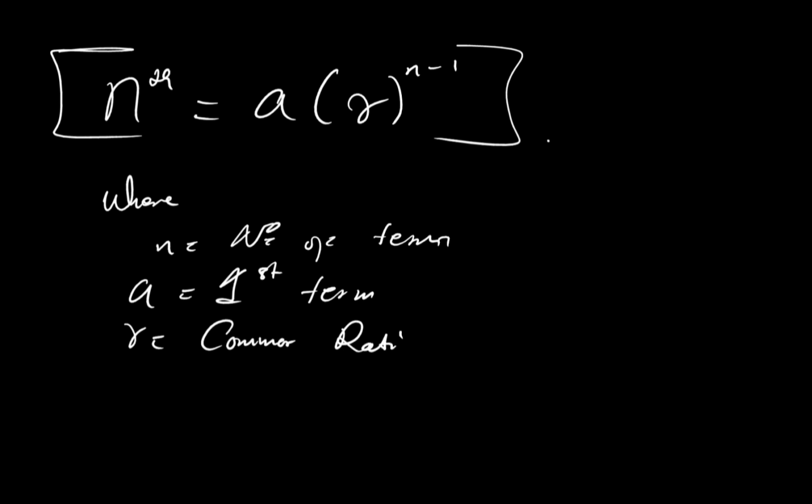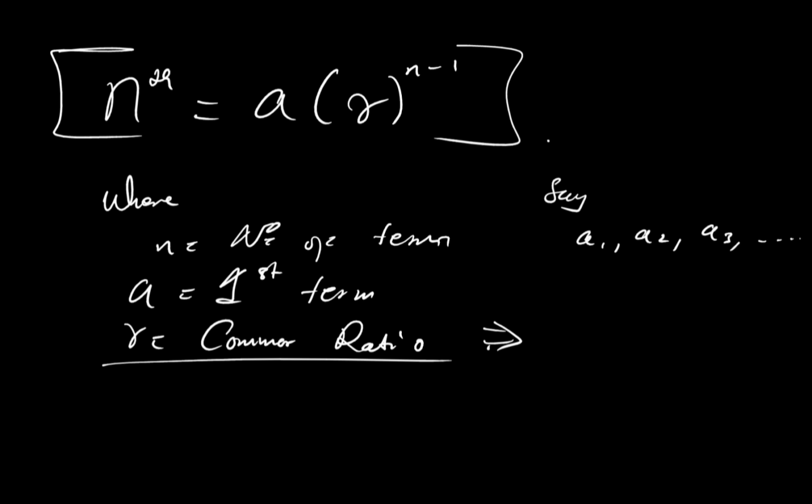Now, the common ratio is basically found by, say, you have multiple terms, term 1, term 2, term 3, and it keeps on going just like that. To find the common ratio, all we do is divide term 2 by term 1, which should be the same as dividing term 3 by term 2. This should provide the common ratio. Now, let's try and put this into practice and see how best we can understand.